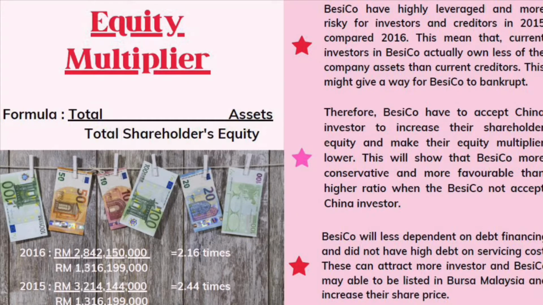This will show that Besico is more conservative, and a lower ratio is more favorable than a higher ratio when Besico does not accept the China investor. Besico will be less dependent on debt financing and will not have high debt servicing costs. This can attract more investors, and Besico may be able to be listed in Bursa Malaysia and increase their share price.